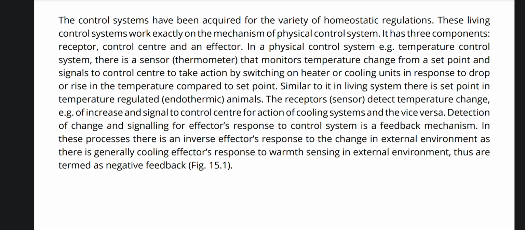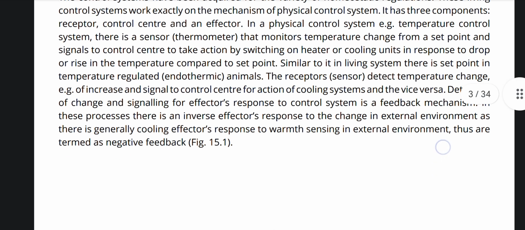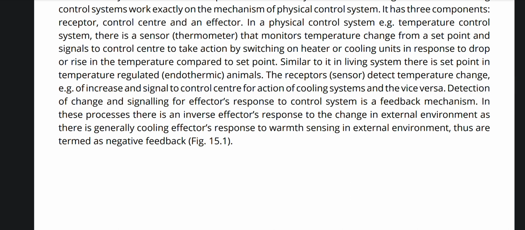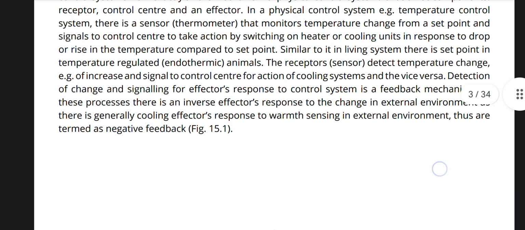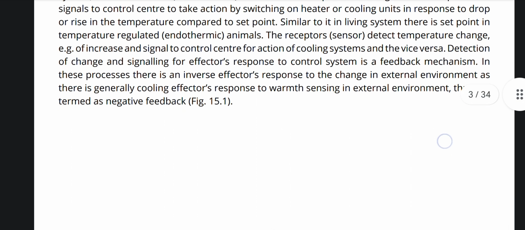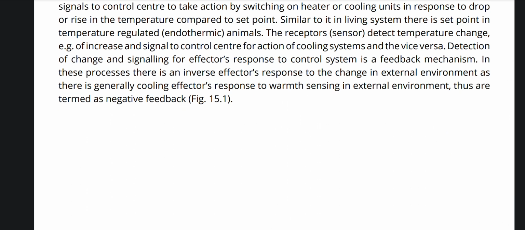These living control systems work exactly on the mechanism of physical control systems. It has three components: receptor, control center, and effector. In a physical control system, such as a temperature control system, a sensor monitors temperature changes from a set point and signals the control center to take action by switching on heater or cooling units in response to a drop or rise in the temperature compared to the set point.